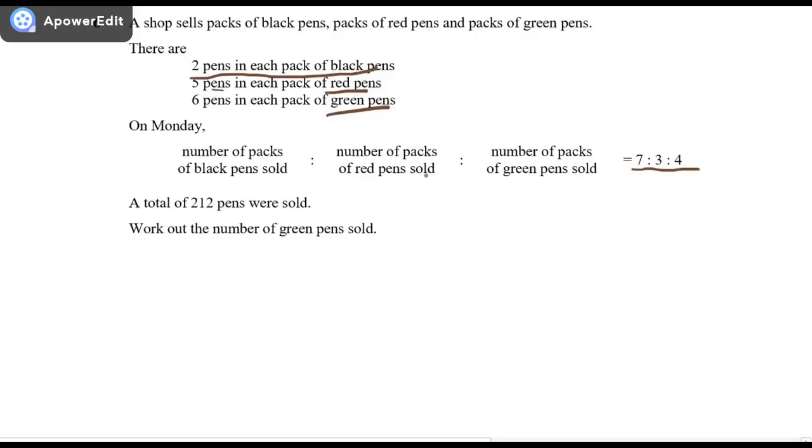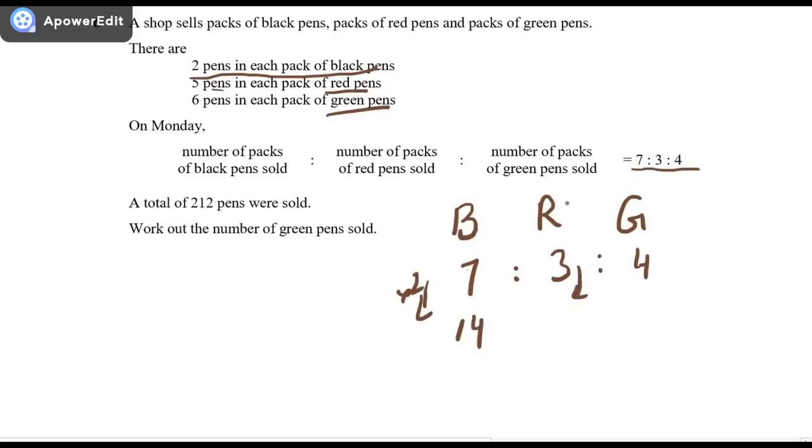So I'm gonna write straight away the question. So the black, I'm gonna write down here for the black, and this is red, and this is going to be green. So I'm gonna write down the ratios. 7, ratio 3:4. And here is 2 pens in each pack of black pens. So this is the pack, so it's 2 pens. So how many total pens is going to be? I just times by 2 for the black, because black is here. So this is going to be times by 2, so this is going to be 14.